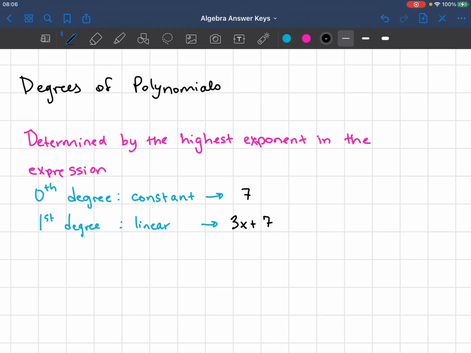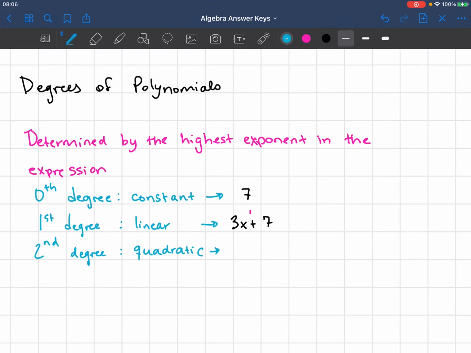The reason that we call this a 1st degree polynomial is because this x here, even though we don't write it, is raised to the 1st power. And remember that we determine the degree of the polynomial by the highest exponent, which is why we don't worry about the degree of the 7. Now we're looking at the highest possible exponent, which is 1.